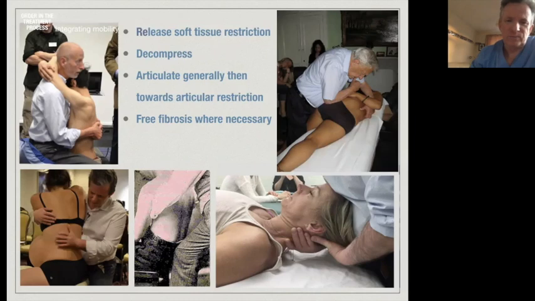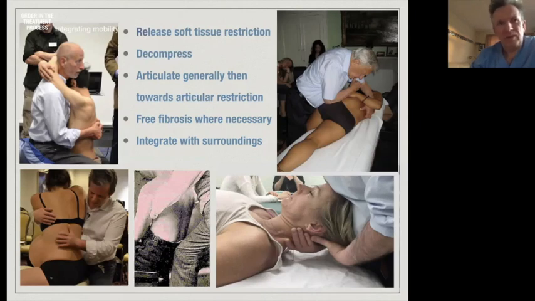Or it may be we're talking about freeing fibrosis, with manipulative techniques like thoracic mobilization, pelvic adjustment and so on. And then, once we're making changes in the spine, releasing certain things, again movement, whether it be articulation, whether it be traction or a combination, is used to integrate that change.